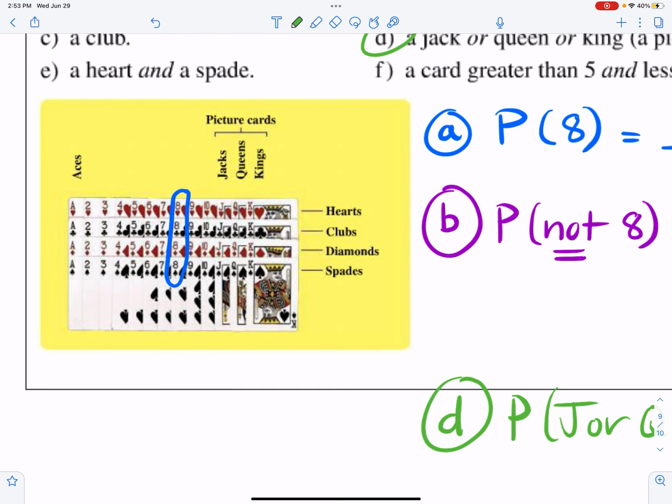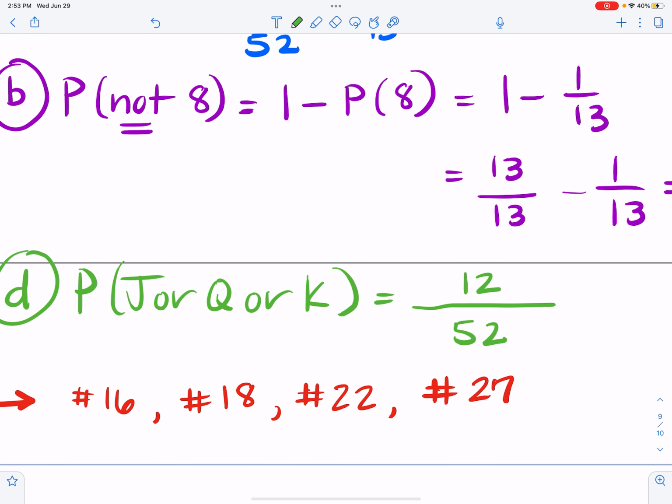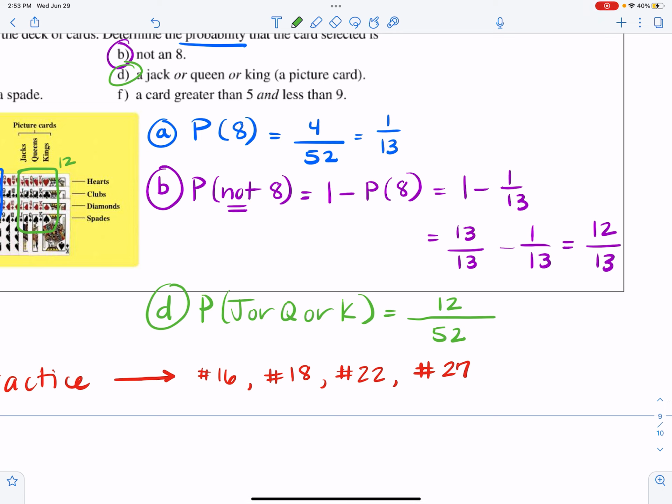And then I'm going to come over here and count the number of outcomes for the event. So the picture cards, the jacks, the queens, the kings, are right here. And if I count that, I'm going to see that I have 12 different face cards, jacks, queens, or kings. So I take the number of possibilities for the face card, the jack, the queen, or the king, that's my event, and I divide that by the total. All right, and then each of these is divisible by 4, so this will simplify to 3/13.